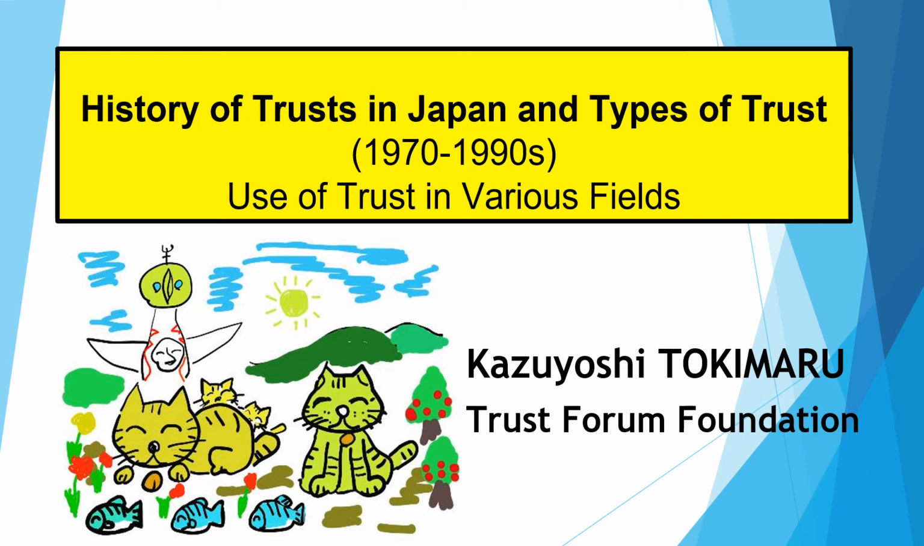Today, I will introduce the history of trusts and main types of trusts in Japan from 1970 to the 1990s. In this period, fields in which trusts were used were growing. For example, the trust for savings and welfare of workers, asset management, effective land use, and asset liquidation.